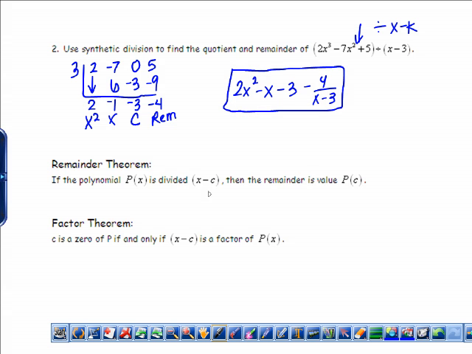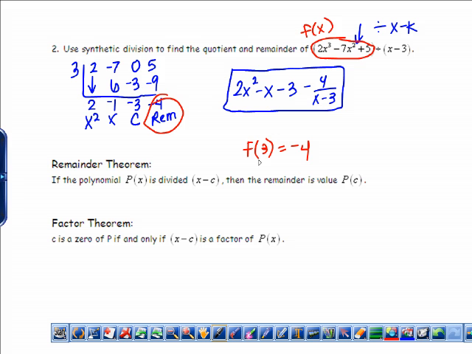There we go. Okay, the remainder theorem says if the polynomial p of x is divided by x minus c, then the remainder is p of c. So let's use that on this last example. If I call this f of x, then what is f of 3? Without plugging it in, it's going to be your remainder, negative 4. This is nice to determine if something is a factor without having to go through synthetic division. You can just plug in the number. Now in this case, probably synthetic division is easier to do than actually plugging in a 3.